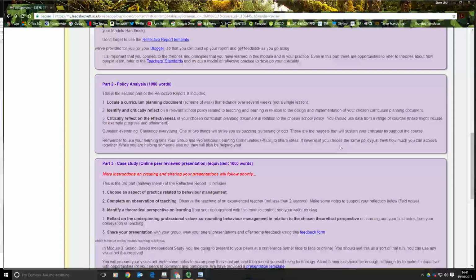Part 2 then is the policy analysis. This is more straightforward than it looks, I think. Do you agree with that, Alison? Yes, we've revised it 2 or 3 times actually from the previous cohorts, and it's always quite tricky to explain to a very diverse body of students exactly what we mean, because curriculum planning documents can mean different things to different people.